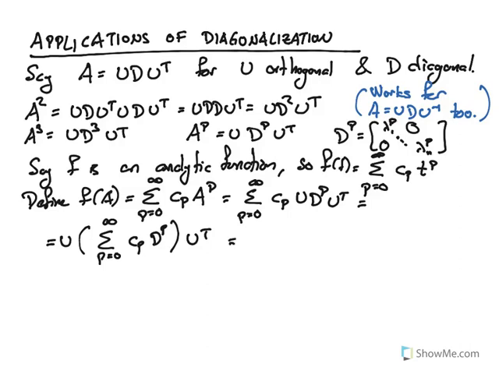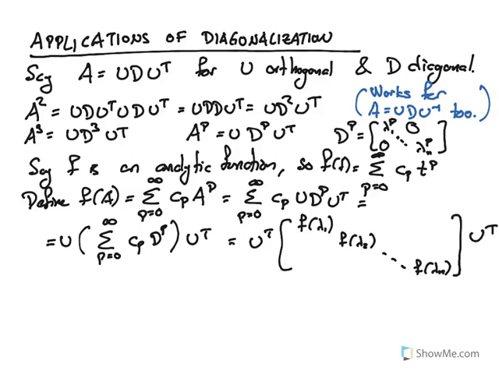And now you see, since these are diagonal, that this is just f acting on the diagonal values, on the eigenvalues. Okay, that transpose should not be there. So U makes up. All right, so you can in general define a function of a symmetric matrix.